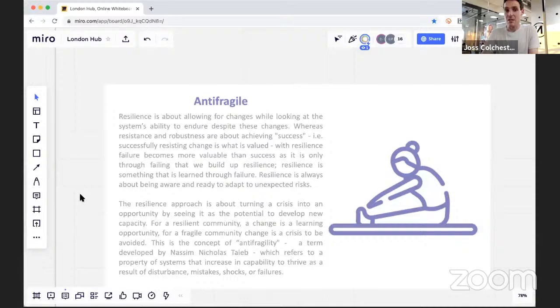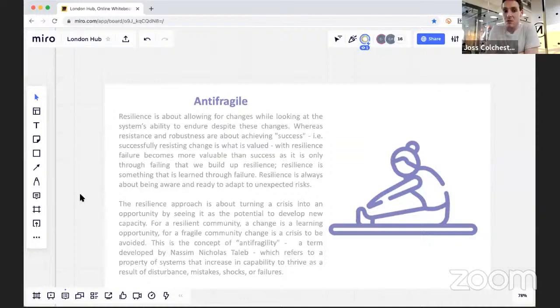Resilience is something that is learned through failure, right? It's through the child experiencing those attacks on its immune system, through the child getting sick, unfortunately, that it builds up that response. And there's no other way, right? To build up your immune system, you're going to have to experience it. Resistance is always about being aware and ready to adapt to unexpected risks.